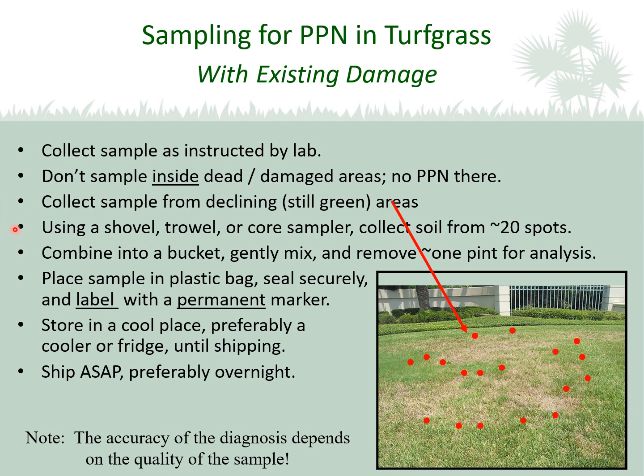Use a shovel, trowel, or core sampler. Collect from about 20 spots. Combine the soil in a bucket, gently mix, and remove 1 pint for analysis. Place the sample in a plastic bag sealed securely, and if it's a Ziploc bag, tape the zipper, and label it with permanent marker. Store it in a cool place, preferably cooler or fridge until shipping, and it's best to ship as soon as possible and preferably overnight. And again, the accuracy of the diagnosis depends on the quality of the sample.